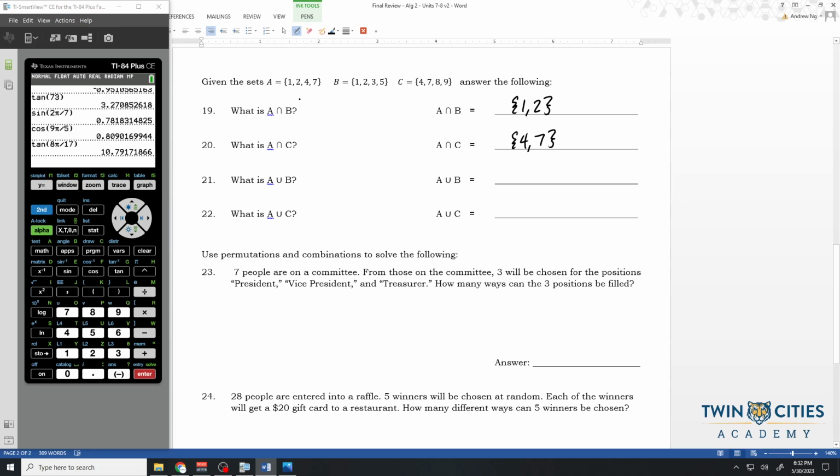So A union B, I want to look at all the things in A, all the things in B, and I've got 1 and 2. Now, I only have to write those once, even though they appear in both. So I've got 1, 2, and then 3, 4, 5, and 7.